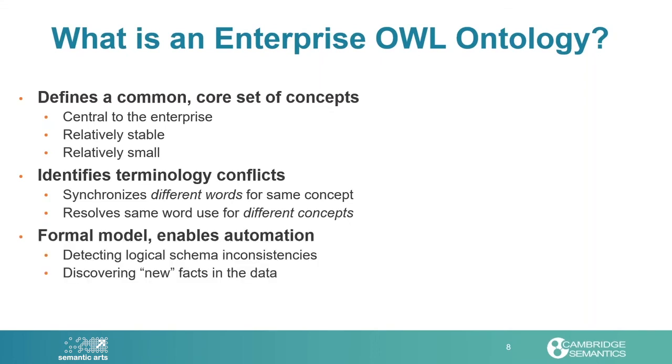The last thing I'll say about an enterprise OWL ontology is these ontologies are formal models, meaning they actually have a mathematical basis, and that formality means they're computable, and tools can do automation based on these formal models. One of the things you can do is detect logical schema inconsistencies. Once you build a schema, and again, I'll show you an ontology later, and you might get a sense of how that's possible. You define some terms in terms of other terms, and you build this network of meaning. And then if anything is inconsistent, the tools can tell you.